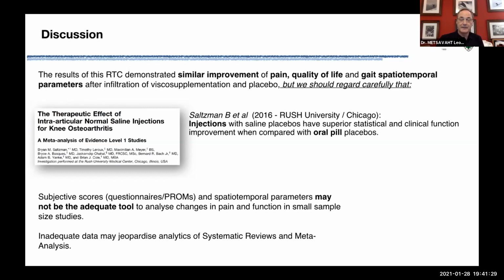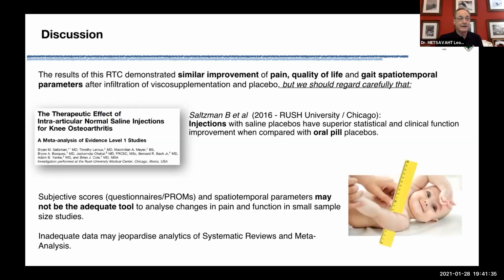It's not that pain and PROMs are not adequate, but they may not be the right tool to measure this kind of problem. It's like a ruler. A ruler is a perfect measure tool, but it's not for fever. We have to use the correct tool for the correct problem.